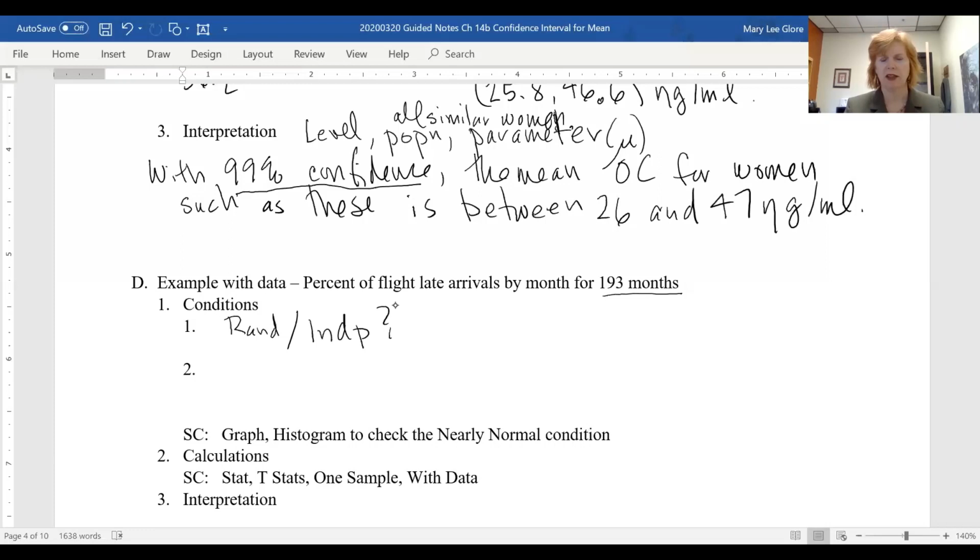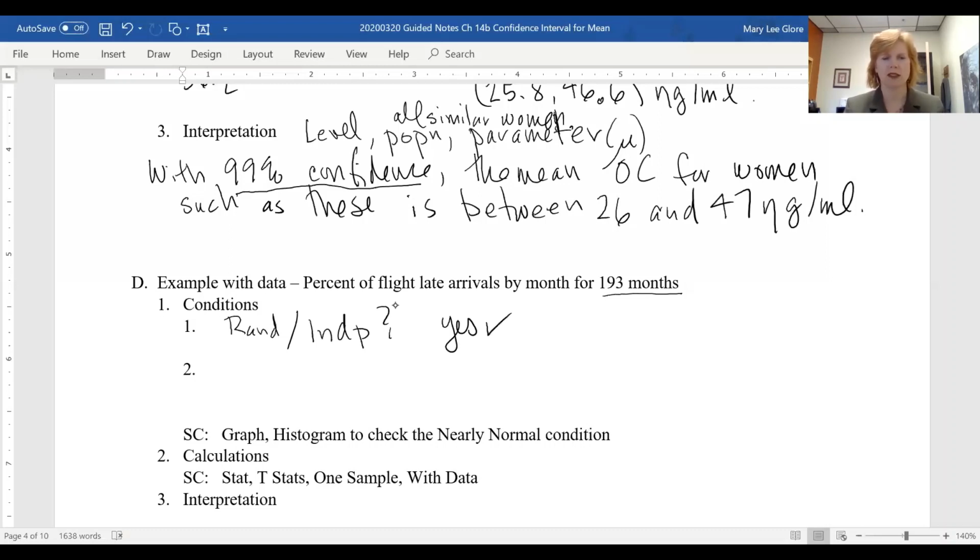And the independence: is the percent of late flights for January independent of late flights for February? And I would say yes, that they're not related to each other. So I'm going to say yes, this is met. We got a good sample.